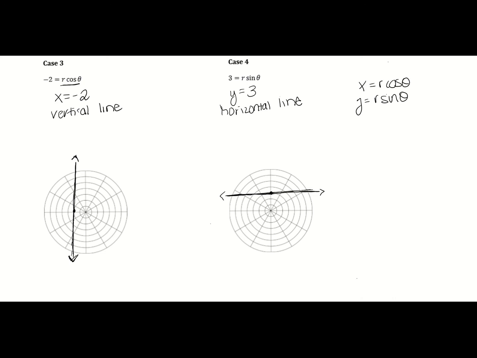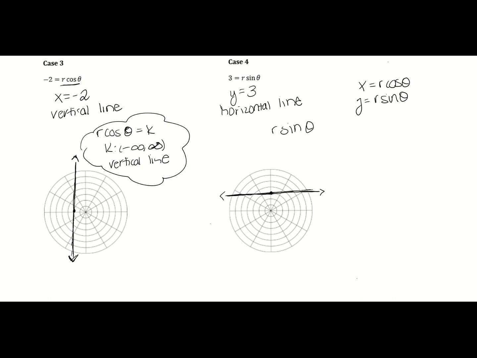So let's generalize this, right? Anytime you have r cosine θ is equal to some k, where again k is any real number, positive or negative, then that's going to be a vertical line through k. And anytime you have r sine θ is equal to k, again, k can be any real number. It's important. So it could be like 2.5 or 1.8. It doesn't have to be a whole number. This is going to be a horizontal line.